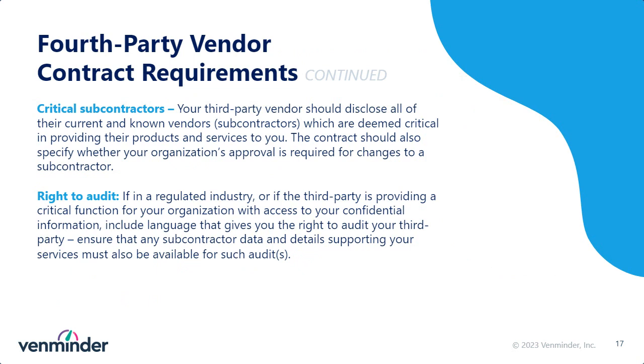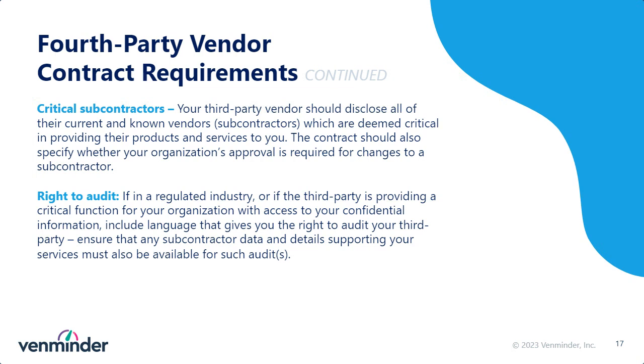So continuing on, looking at fourth party vendor contract requirements, for critical subcontractors, it's likely that you may want to have a provision that requires your approval before any changes are made with that fourth party or subcontractor. You may have a provision that just states that you're aware but not require approval, but it depends on the relationship and the service that you have. So you may want to go that far.